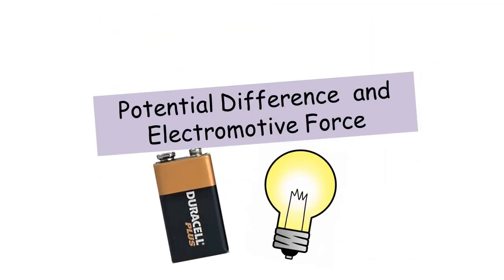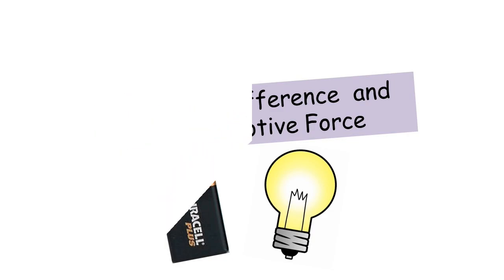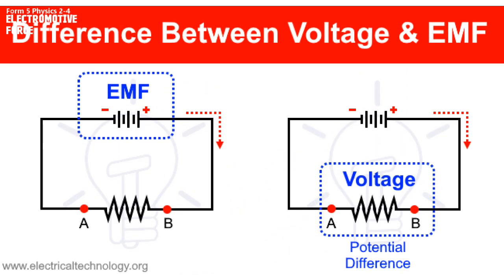The second difference is the connection. For the EMF, the connection of the voltmeter is in parallel with the battery. But normally, what we learned in 2.2 and 2.3, the voltmeter is placed in parallel with the resistor. That is the difference for the diagram.